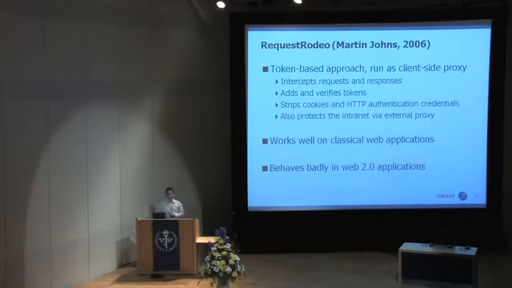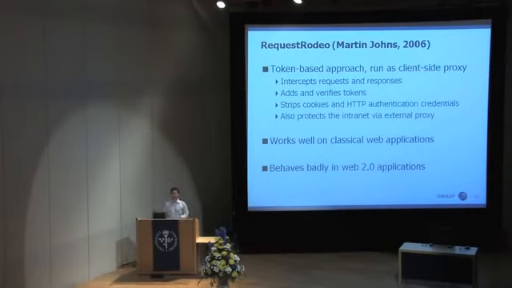And it was also a unique solution in the sense that it was protecting the intranet by using an external proxy. When we look at Request Rodeo and all techniques residing in the same space, they work pretty well in a classical web application, where it's easy to identify which are the links that will generate new requests. You enhance them with a token, and then you see in the outgoing request whether the token is present or not.